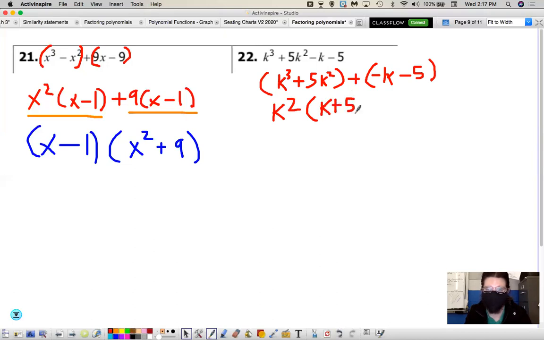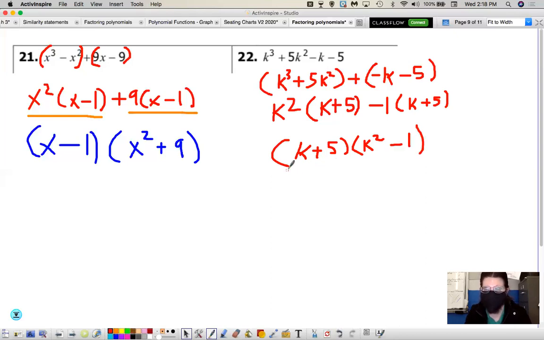On the second one, that's a negative. We're always going to factor out that negative. So minus 1. And again, that's going to be k plus 5. Again, we have a common term. Factor that out. On this term, we're left with k squared. On this term, we're left with a minus 1. We factored it using grouping.